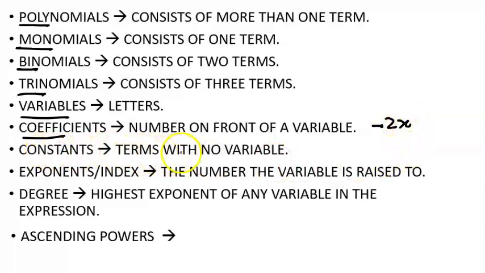Constants, terms with no variable. So a constant is a term with no variable. Basically, it's a number. Exponents or an index is the number the variable is raised to. Basically a power. The exponents or indices is the number the variable is raised to. Degree, the highest exponent of any variable in the expression. So we are going to be looking for the highest exponent of any variable in the expression.